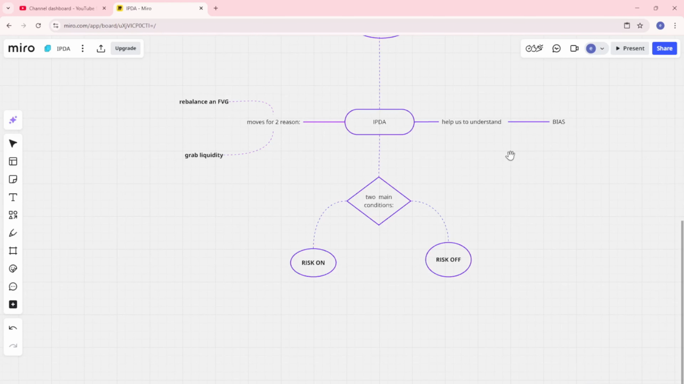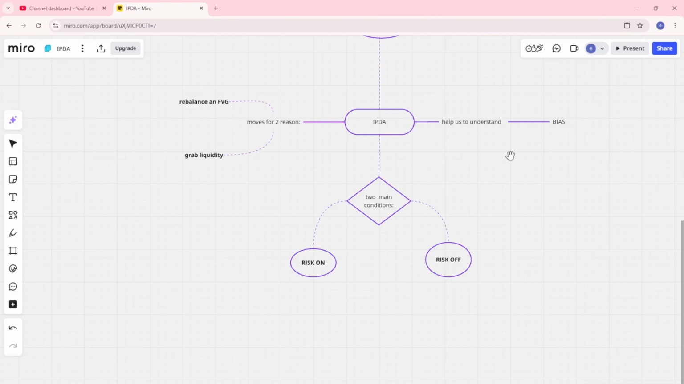Today, we are going to talk about what IPDA is and what it's made up of. Like you know, the market is controlled by IPDA, which stands for Interbank Price Delivery Algorithm. IPDA is like the machine that manages currency prices. It compares them to the US dollar index, which is the currency that influences all the others.